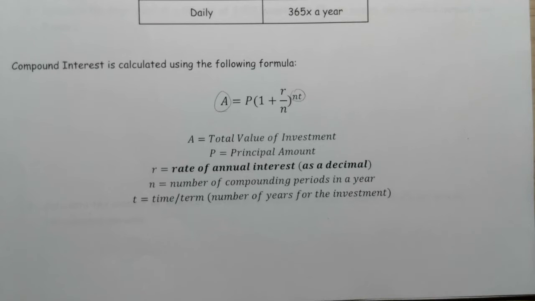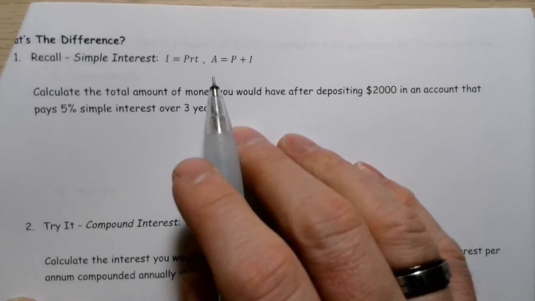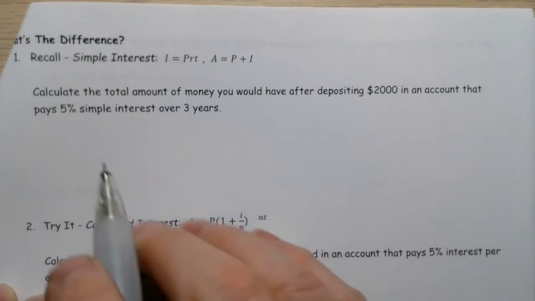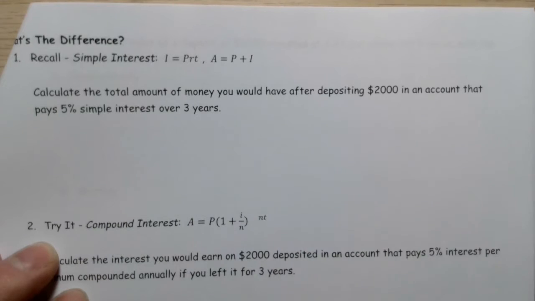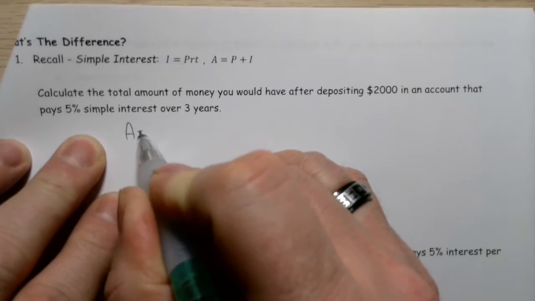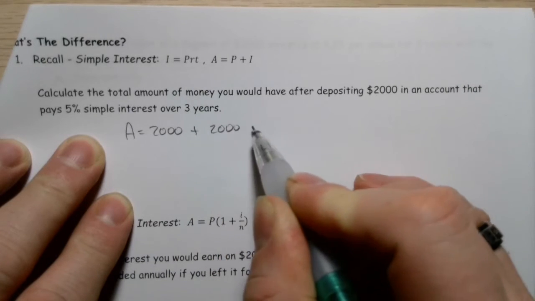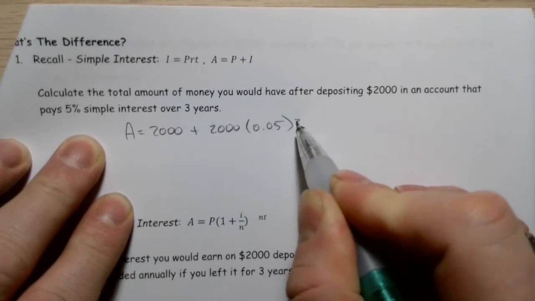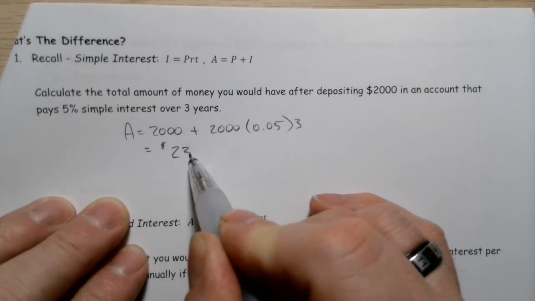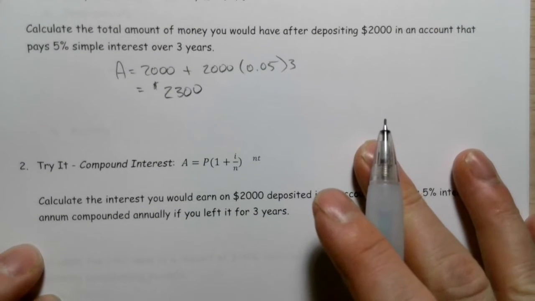Anyway, let's take a look now at a quick comparison between compound interest and simple interest. So remember, from simple interest, here's our equation. And if you want to get the total, your accumulated amount, you start with the principal and then you add the interest over here. So we're going to calculate the total amount of money that you would have after you deposited $2,000 in an account that pays 5% simple interest over 3 years. So the accumulated amount is going to be your principal, which in this case is $2,000, plus $2,000 multiplied by the interest rate multiplied by 3. And when we put that all together, we're going to get $2,300.